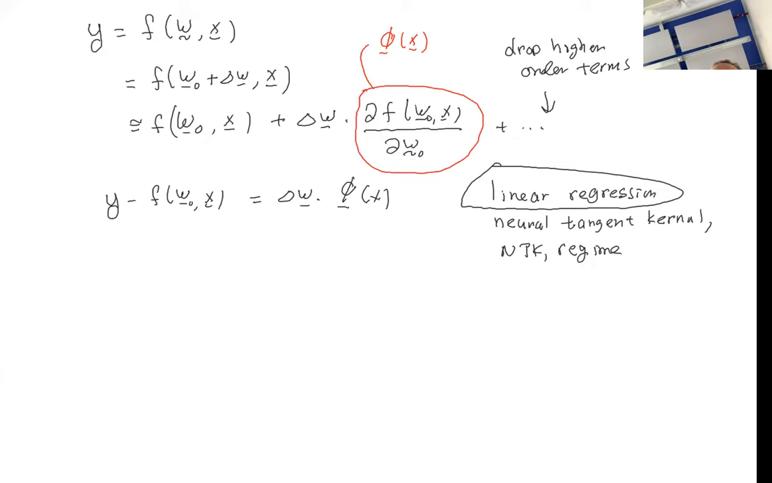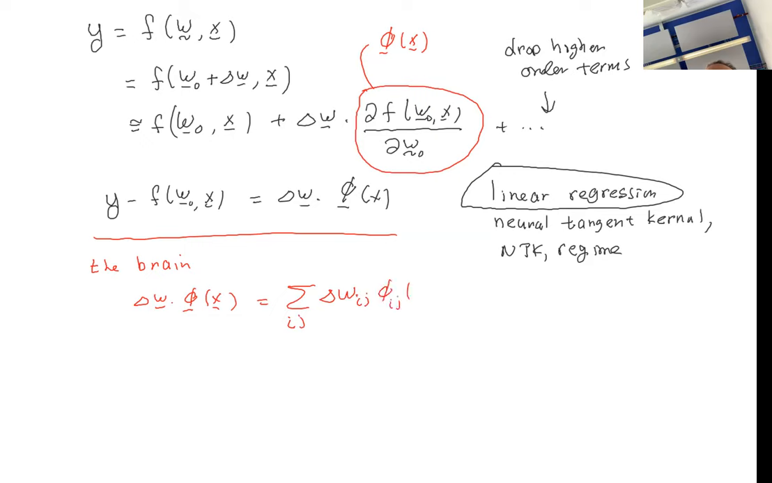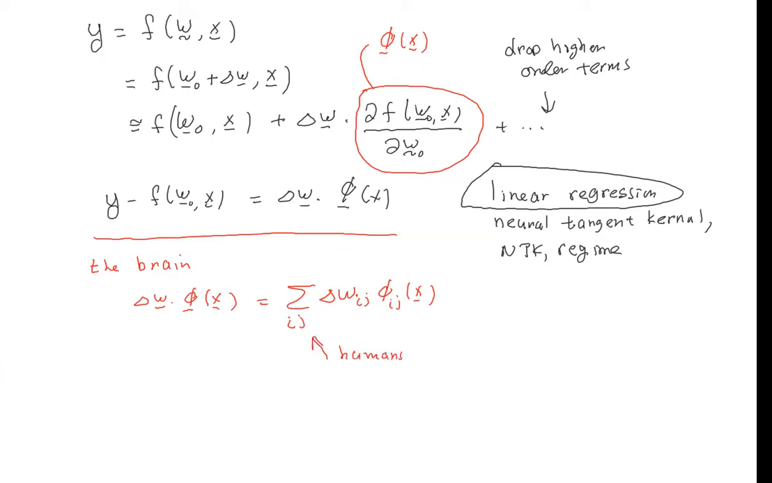Okay, let's think about the brain. So let's take a side thing and look at the brain. Okay, so delta W dot phi of X equals a sum on IJ, delta W IJ phi IJ of X. So I, this is presynaptic. These are the weights that we've always written down when we wrote down a network equation. And in humans there are 10 to the 14th terms in the sum. And even in flies, there are 10 to the 9th. They're a billion terms.